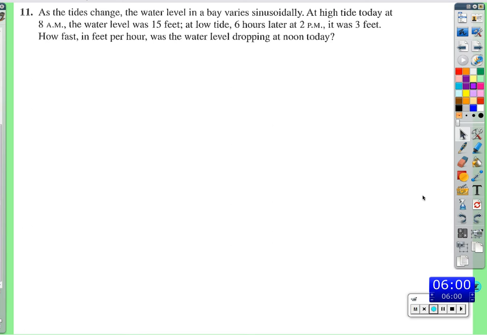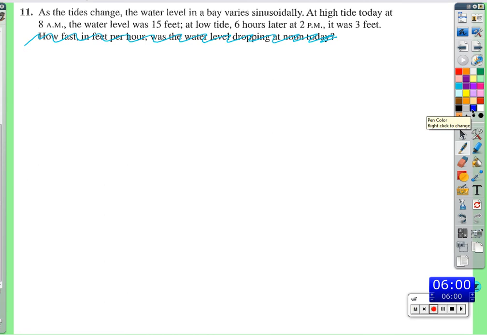So as the tides change, the water level in a bay varies sinusoidally. Right? It gets high tide, low tide, high tide, low tide, throughout different parts of the day. So at high tide today, let me just cross out what we're not going to answer. That part is the calculus part. The rest of it is an algebra 2 thing.